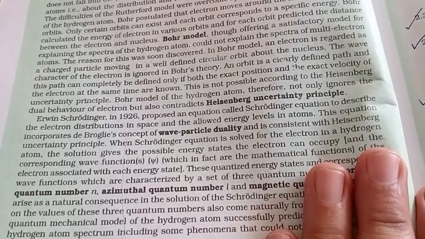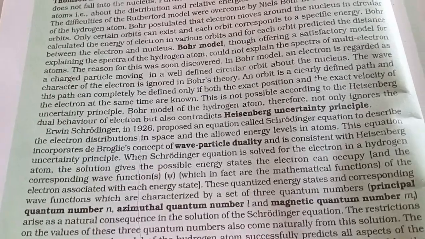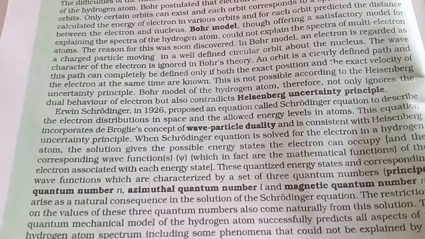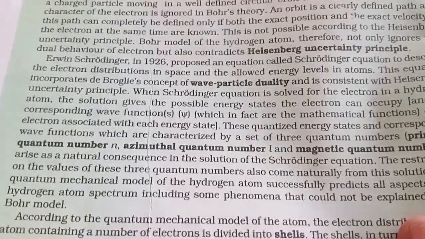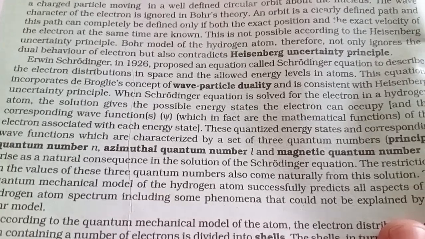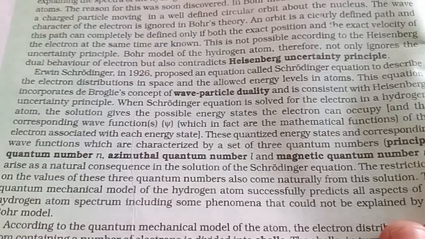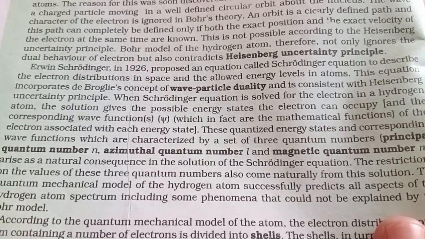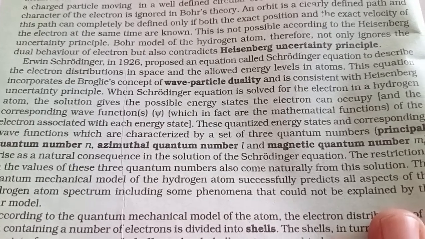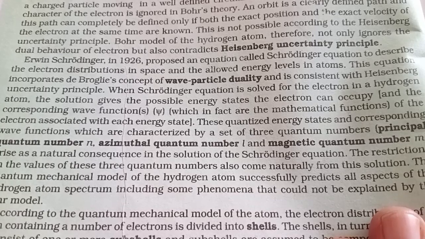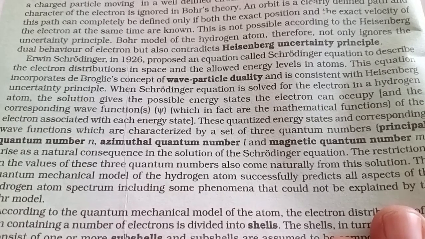This is actually not possible according to the Heisenberg uncertainty principle. Bohr model of the hydrogen atom therefore not only ignores the dual behavior of electron but also contradicts Heisenberg uncertainty principle. Erwin Schrödinger in 1926 proposed an equation called Schrödinger equation to describe the electron distributions in space and allowed energy levels in atoms. This equation incorporates de Broglie concept of wave particle duality and is consistent with Heisenberg uncertainty principle.